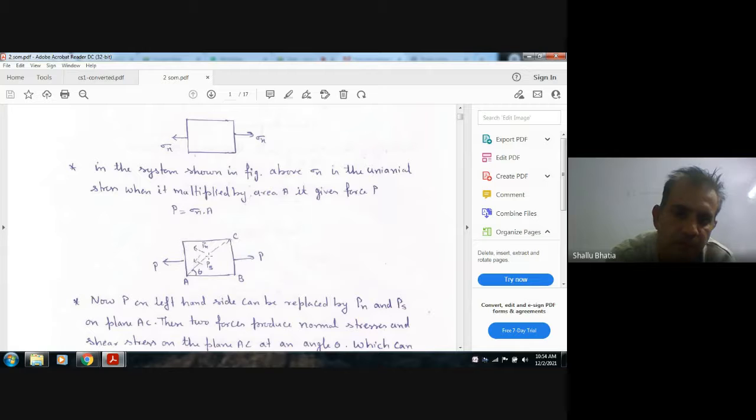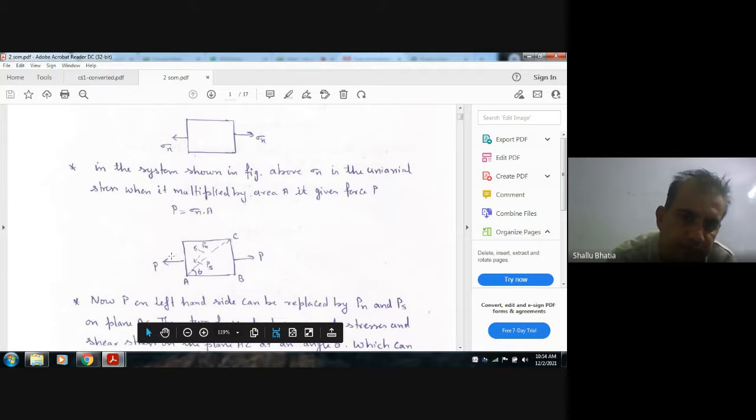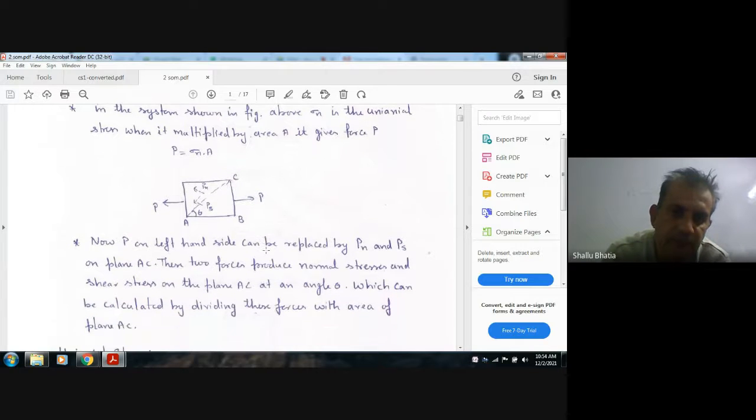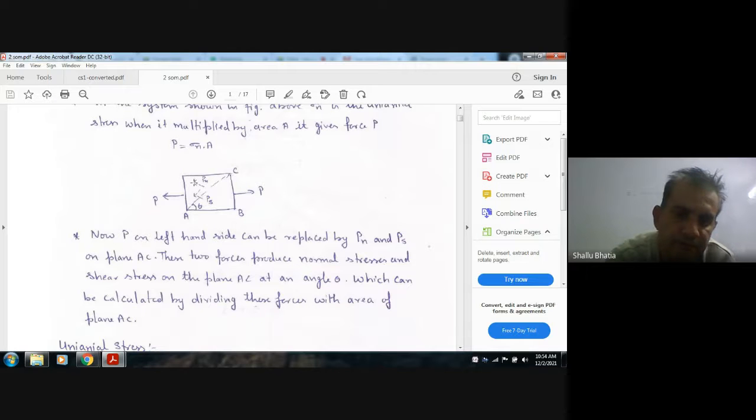Now if we replace this P by Pn and Ps, and then divide this Pn and Ps by their respective areas, we can find out the stress. In finding the stress on this plane, the Pn will generate normal stress, which can be either tensile stress or compressive stress, and Ps will generate shear stress. It can be clockwise or anti-clockwise.